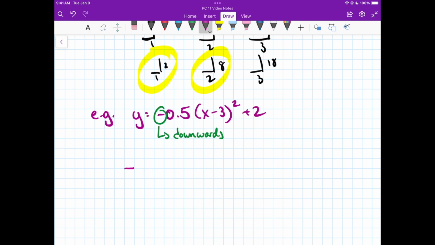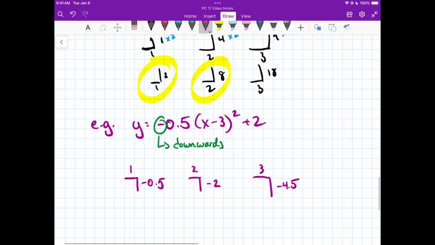So we're going to multiply all of our vertical distances, this time by -0.5. So instead of over 1 up 1, it's over 1 down 0.5. Instead of 2 and 4, it's now going to be 2 and -2. And 3 and 9 is now going to become 3 and -4.5. So all we have to do now is go back to our graph, plot that point for our vertex, and then plot some points on either side, and then we'll be done.